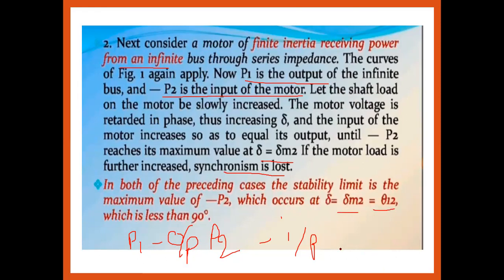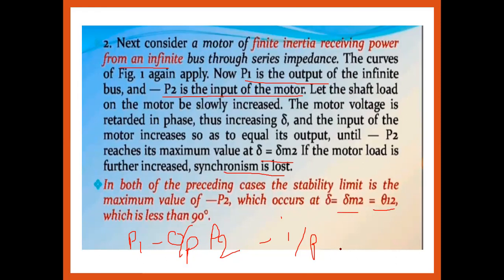So from the above two cases we can conclude that for the equal inertia case or the finite inertia case, we are getting the maximum value of the power, that is P2, which occurs at delta m2, or theta 12. It is always less than 90 degrees from the stability point of view.